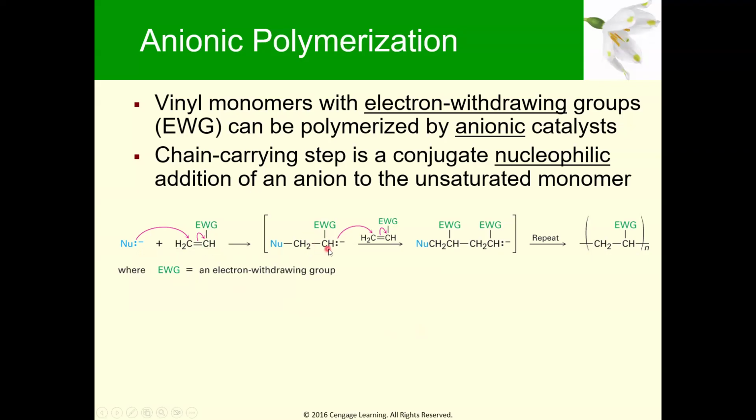But since this has this buildup of negative charge, this type of chain growth polymerization is facilitated when the substituent on the vinyl group is something that can kind of tamp that negative charge down a little bit. It can, through inductive effects or through resonance effects, lessen the concentration of that negative charge, delocalize it a little bit, and therefore stabilize it.